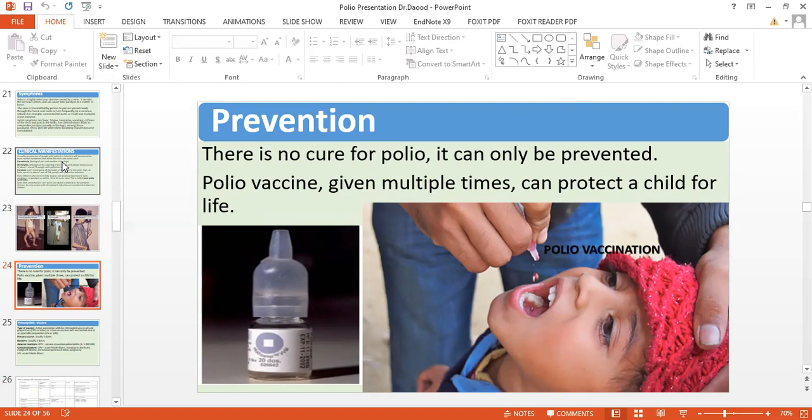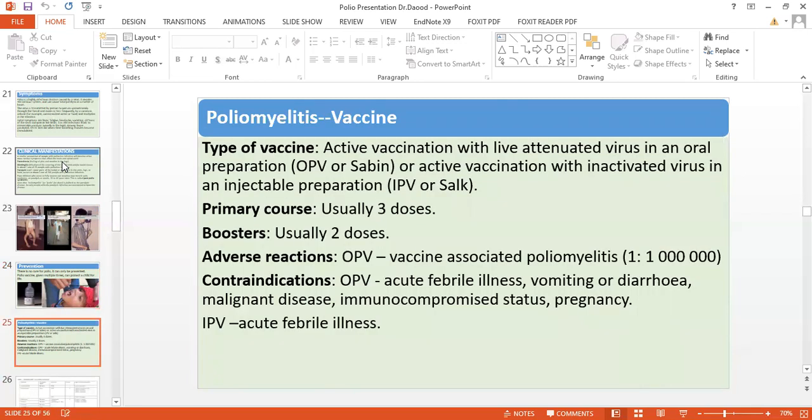You can see the picture of the polio vaccine vial. It has a monitor on it, the vaccine vial monitor. It's a 2 ml vial with 20 doses in it. Poliomyelitis vaccine has two types. First, we'll talk about the OPV.